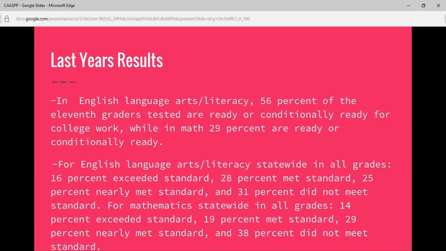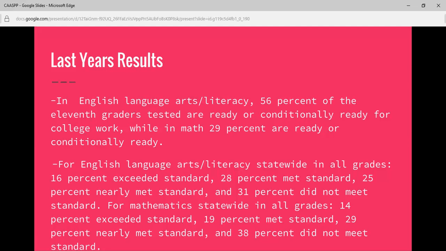Here I've provided results from last year's CAASPP. I thought it would be interesting to look at since it's a brand new test. So let's look at that. In English Language Arts literacy, 56% of the 11th graders tested are ready or conditionally ready for college work, while in math, 29% are ready or conditionally ready. So those numbers are pretty low, especially in math.